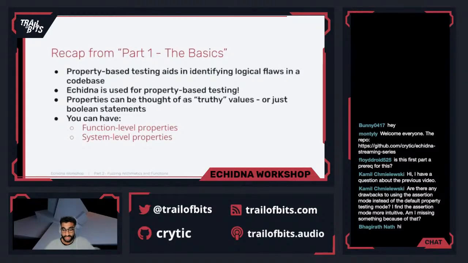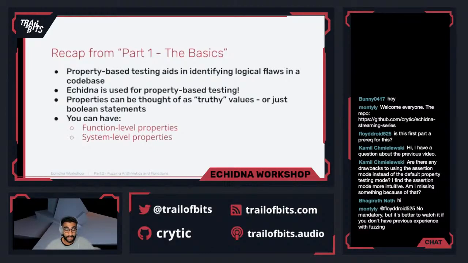So function level properties exist at the function level. So they test one single function. The function can be stateless or be completely isolated, or just rely on a very small portion of the larger system. And so those become easier to test. And even on audits, we always start with function level properties before we get to system level properties, which usually require the deployment of the entire system and requires a deep understanding of how that system works.